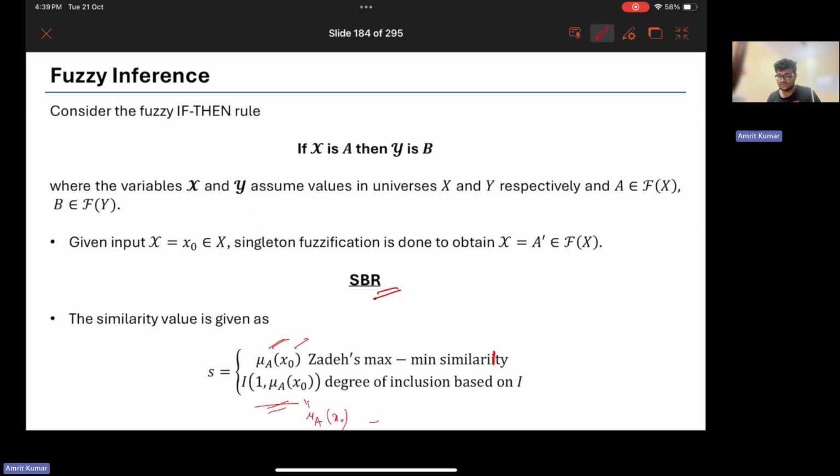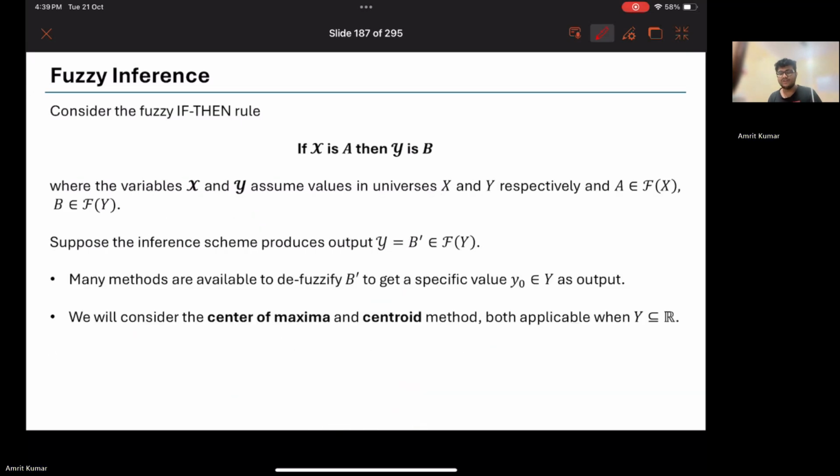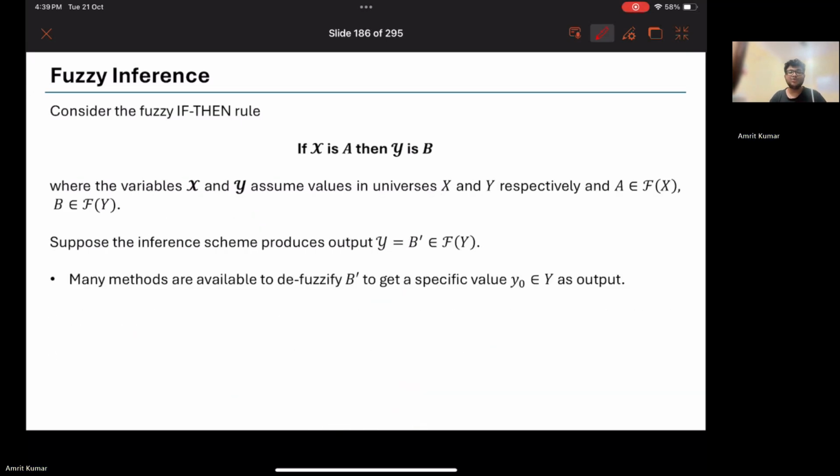Anyway, we have discussed how, given an input x equals x naught, we can fuzzify it. We can do singleton fuzzification or we can do triangular fuzzification. Singleton fuzzification is what is preferred because it's computationally straightforward and it can be done on any universe X, regardless of whether it is the real line or some part of it, or the XY plane, or a set of objects and so on.